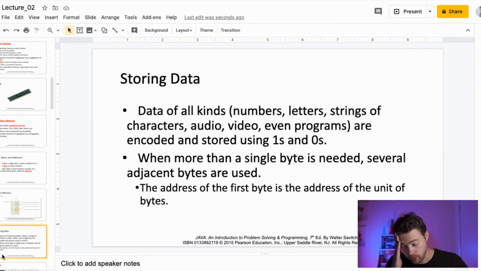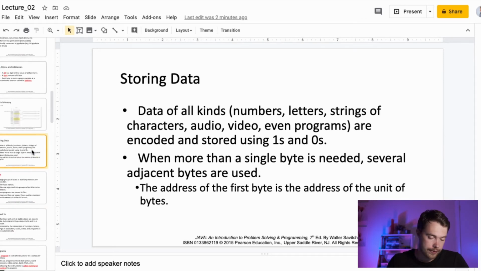Storing data. Data of all kinds, numbers, letters, strings, characters, audio, video, music, video games, even programs are encoded and stored using zeros and ones. Again, the computer is basically a bunch of transistors, a huge amount of them, right? And those transistors can only understand zeros and ones. However, those huge amounts of zeros and ones are being translated seamlessly, you don't really realize that it's happening, into everything you see and hear and play on your computer. When more than a single byte is needed, several adjacent bytes are used. The address of the first byte is the address of the unit of bytes.